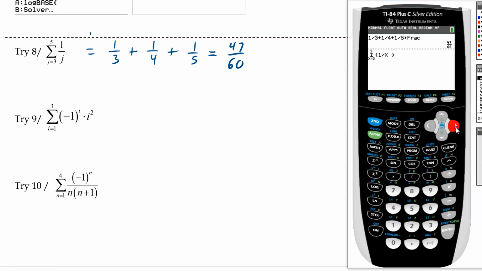By the way, when you finish these, you know it's going to come out as a fraction. So if you hit math, fraction, enter, it'll give it to us as a fraction and not the decimal. All right, so 47 out of 60.